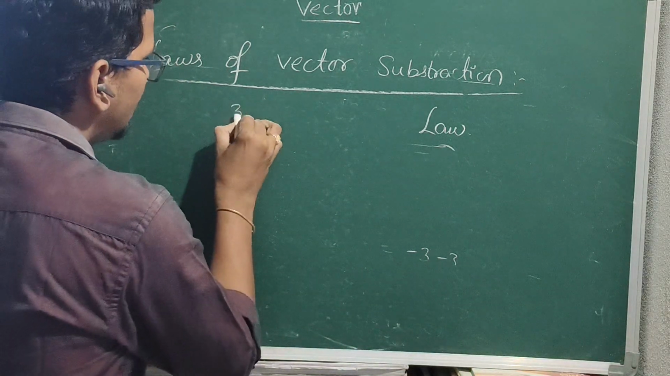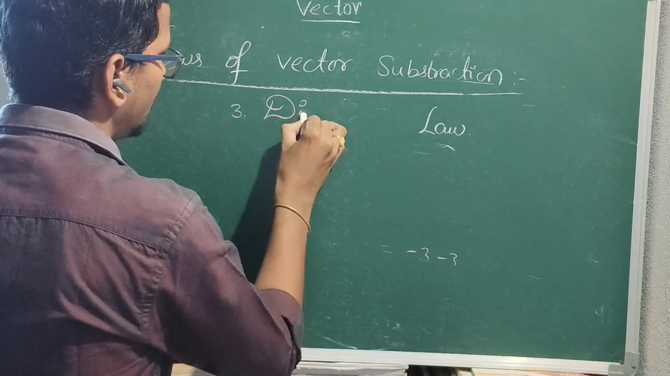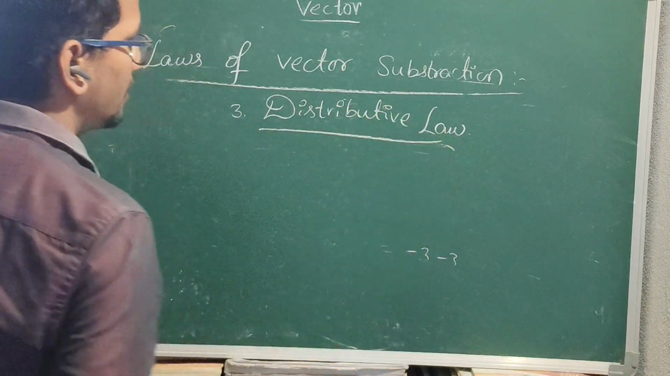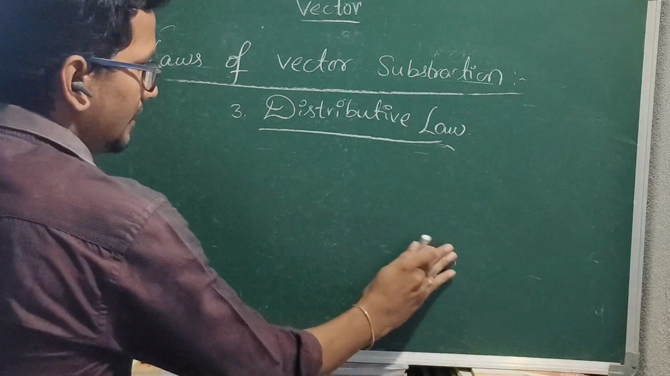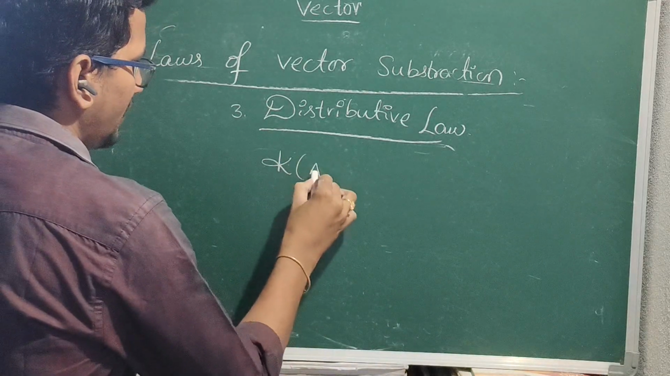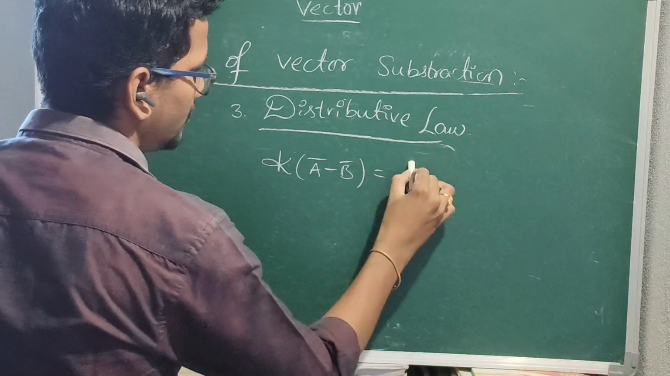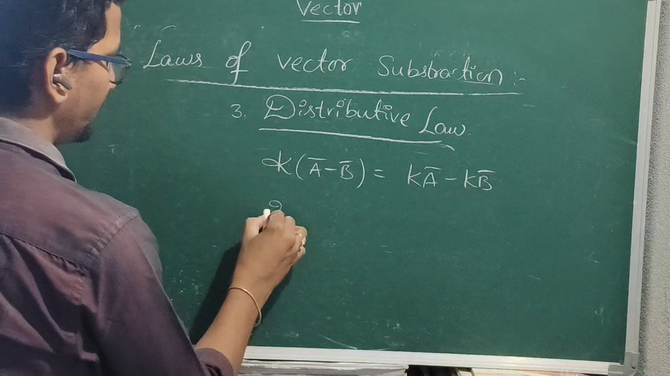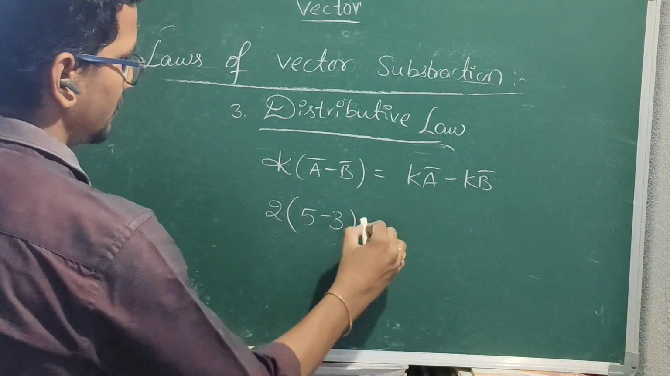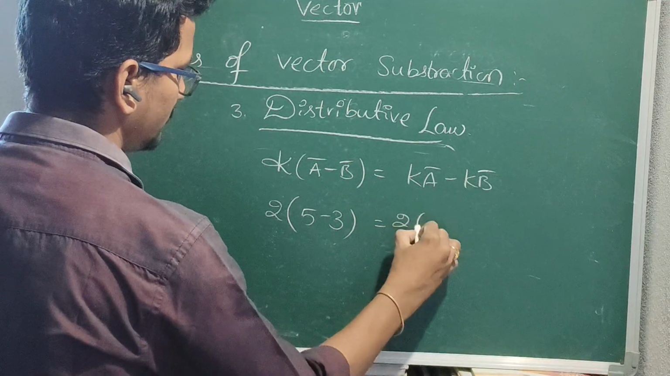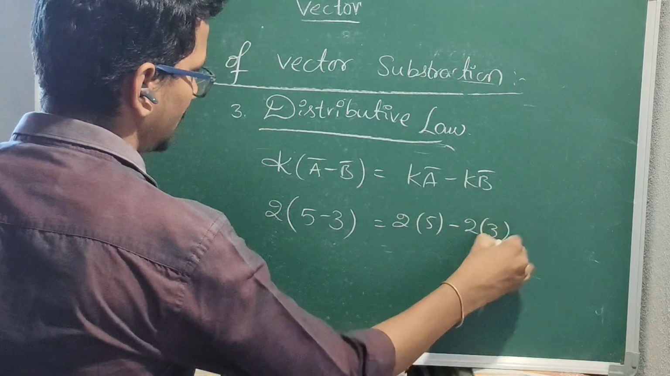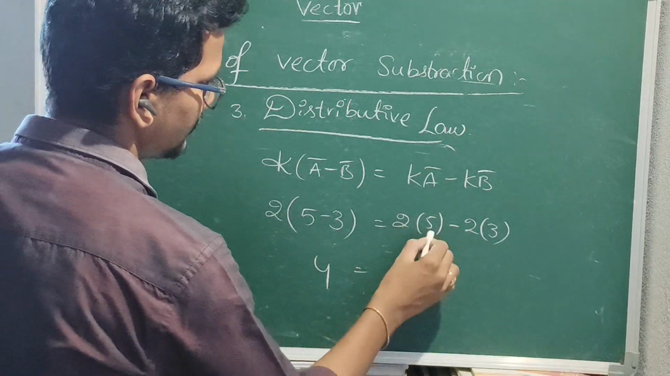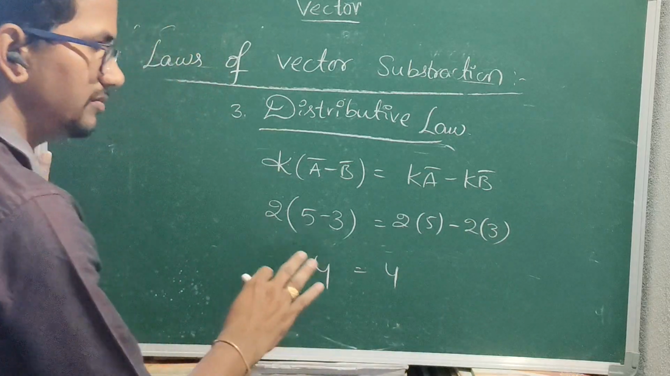Okay, next, the third one. What is the third one here? The distributive law. Okay, what is the distributive law? See, distributive law means, as we already discussed, k into A bar minus B bar is equal to k A bar minus k into B bar. For example, k value 2, A value 5, B value 3. 2 into 5 minus 2 into 3. What happened? 5 minus 3 is 2, 2 into 2 is 4. Here, 2 into 5 is 10, minus 6, always 4. Sometimes it will be equal.